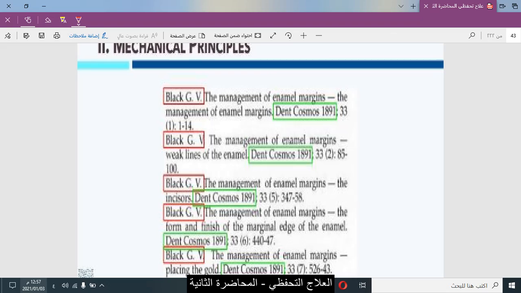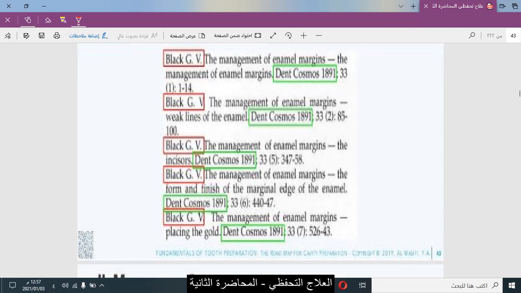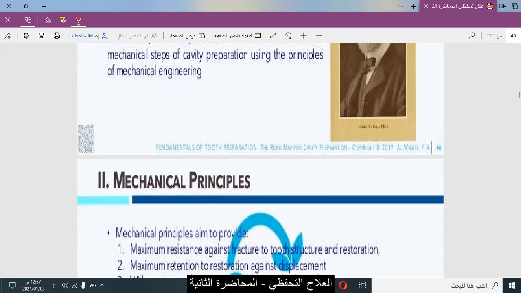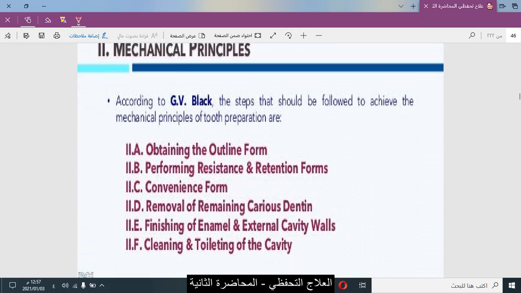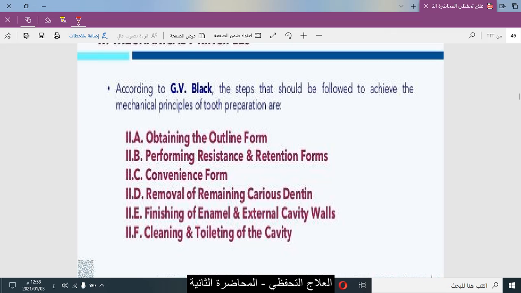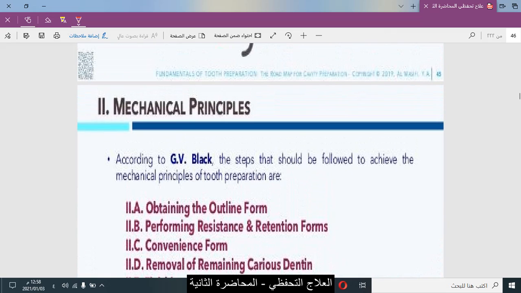And as we know, the bond to the enamel is stronger than to the dentine, so adhesive restoration is what is used in case of caries in the enamel. We now have to go on to obtaining the outline form. What's the outline? We have to plan the outline.